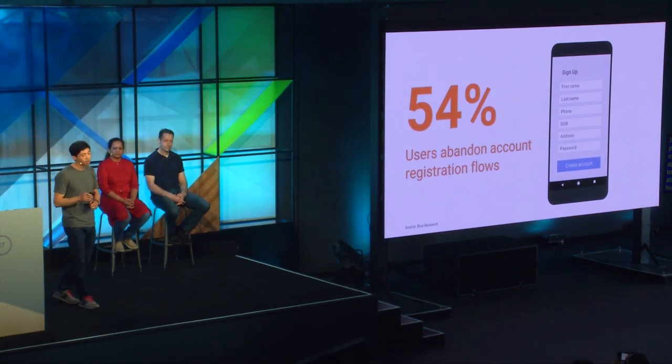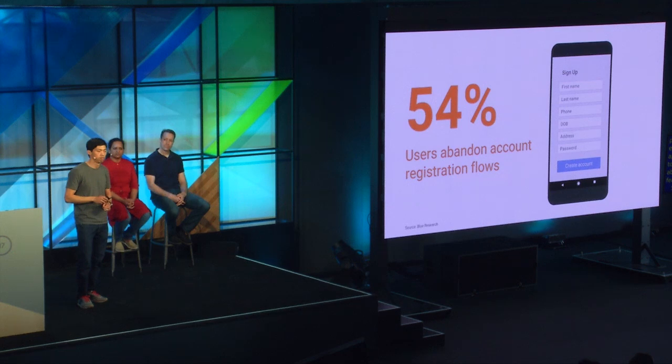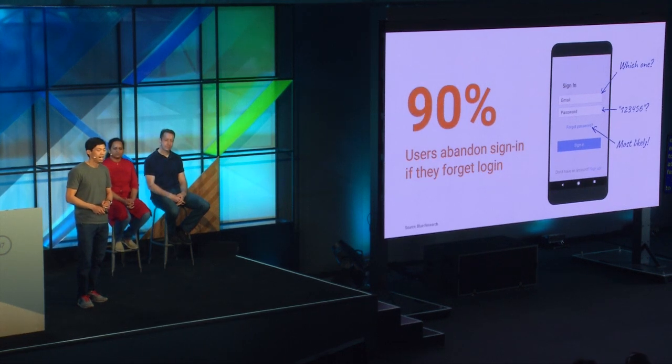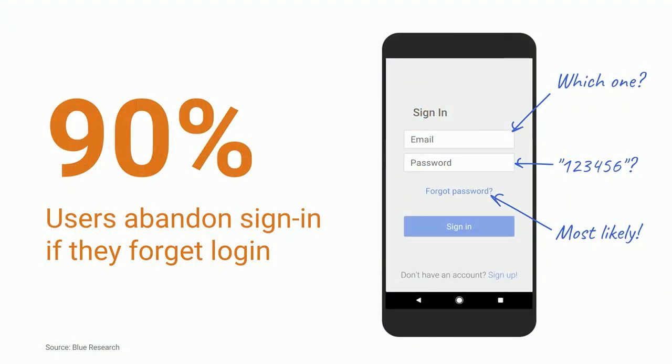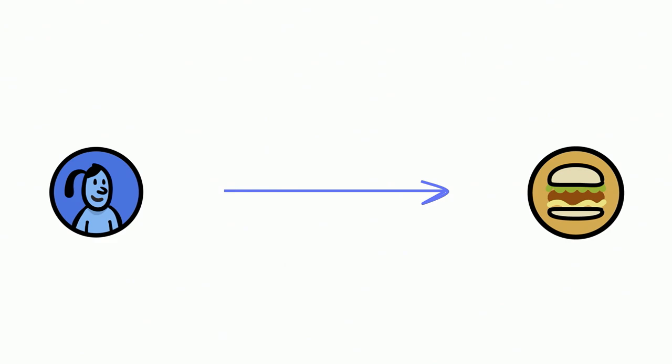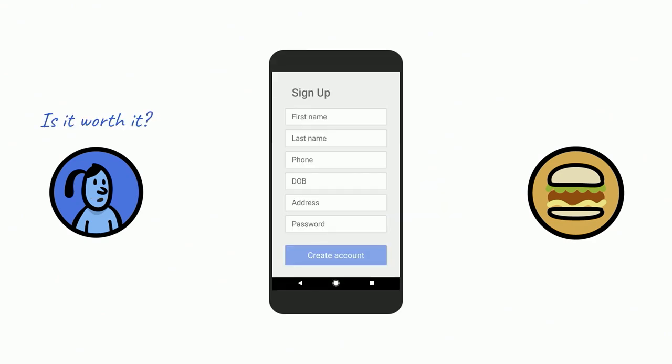So half of all users are going to abandon a flow if they have to create a new account. And up to 90% of users will abandon the flow altogether if they forget their password or login information. So imagine you're interacting with a user on the assistant, and you'd like the user to either sign in or create a new account. There's a really good chance you're going to lose that user. Over half of users are going to drop out at this point.